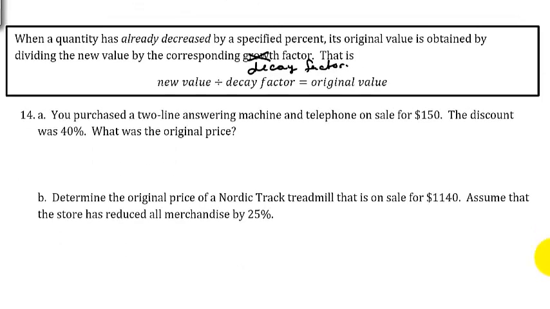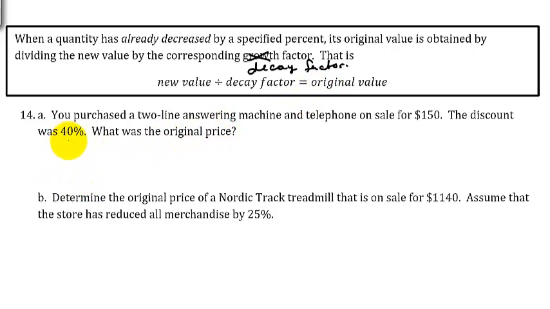I think memorizing less is better, but if you want to memorize both formulas, that's a fine way to do it as well. And the next problem: you purchase a 2-line answering machine and telephone on sale for $150. The discount was 40%. What was the original price? Again, you can use this formula if you prefer. The new value divided by the decay factor would be the original value.